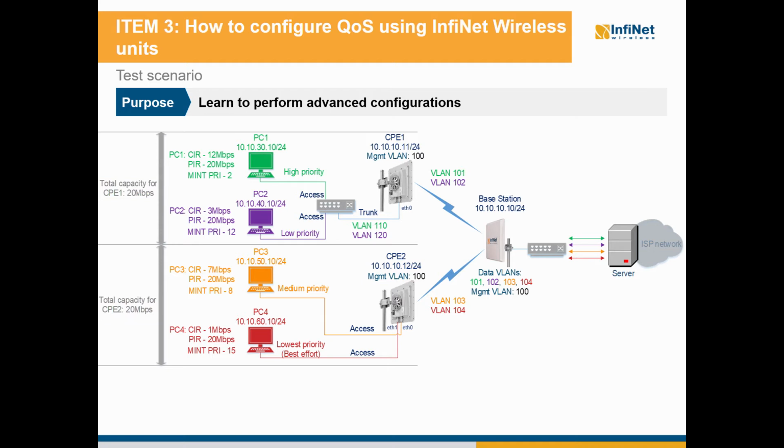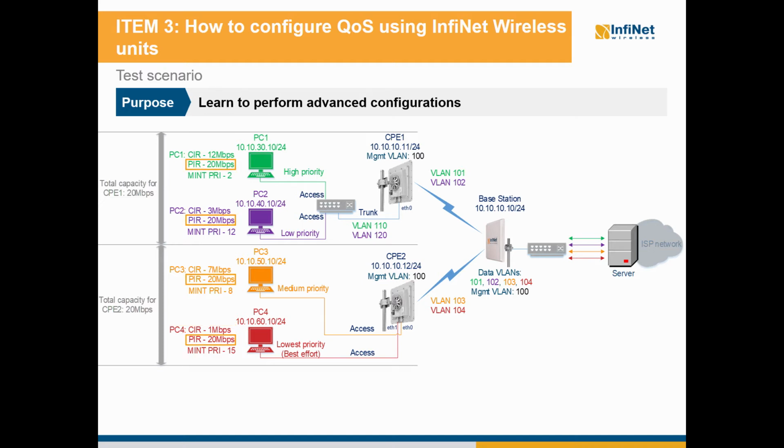Each of the four clients requires different service levels. So the traffic of PC1 needs a committed information rate of 12 megabits per second and min priority 2. The traffic of PC2 requires a CIR of 3 megabits per second and min priority 12. For PC3, the CIR must be set at 7 megabits per second with min priority 8. And for PC4, the required CIR is 1 megabit per second with min priority 15.